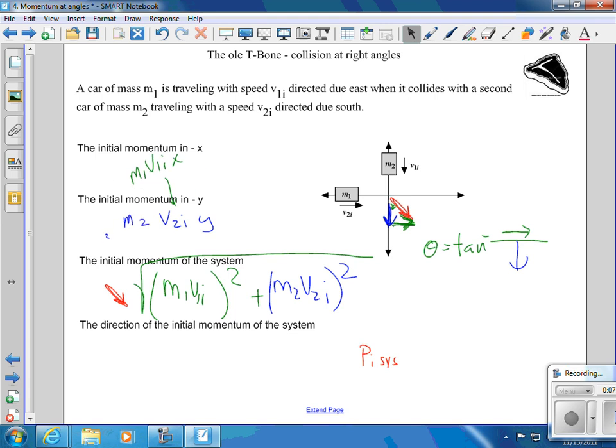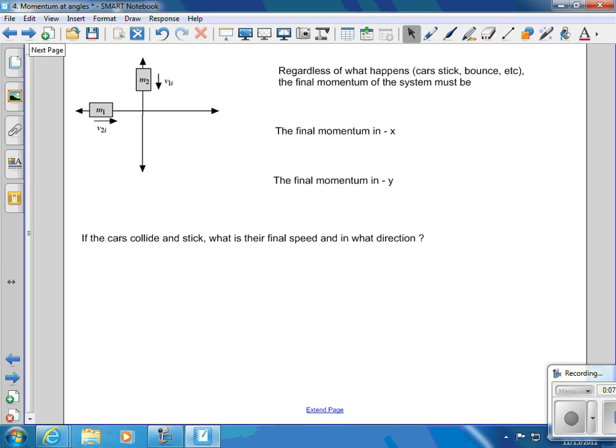What good does all of that do me? Well, what it tells me is the final momentum of the system has to be conserved. So the final x momentum has to be equal to what the initial x momentum was. Let's assume they stick together and go off like this. I wish I had that in my diagram. So the initial x momentum was m1 v1 initial, which was all in the x.